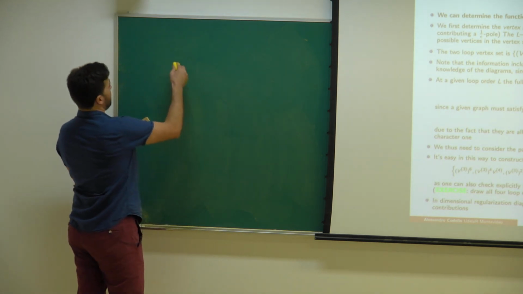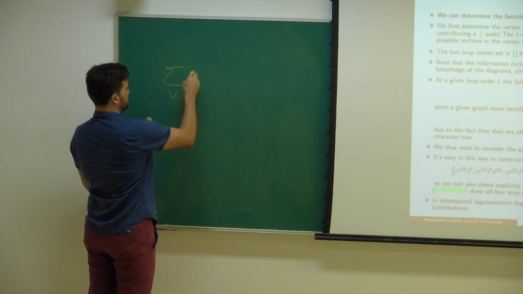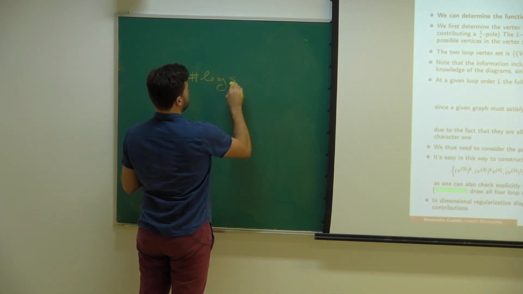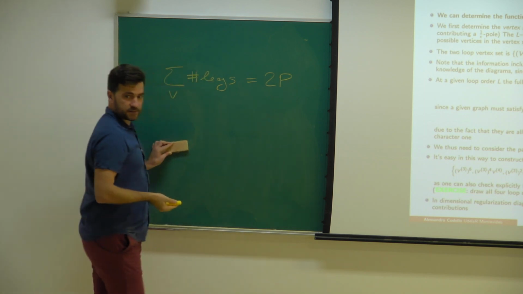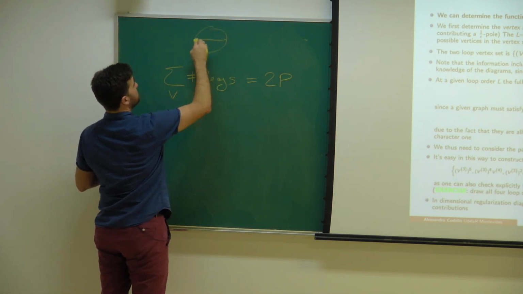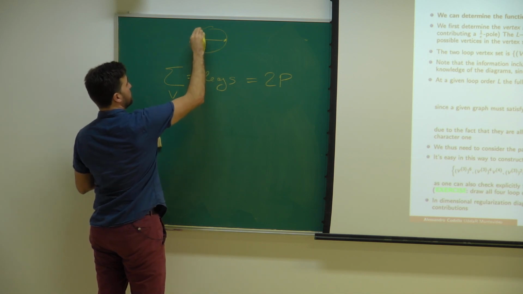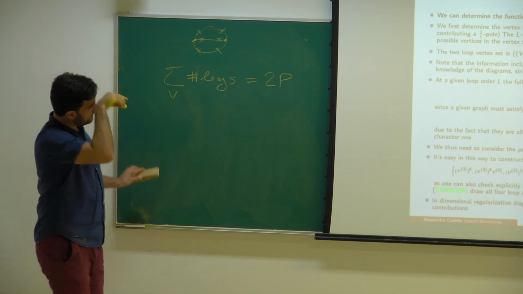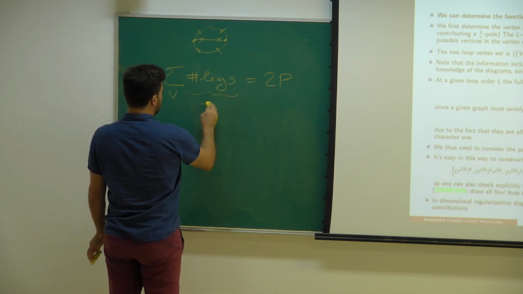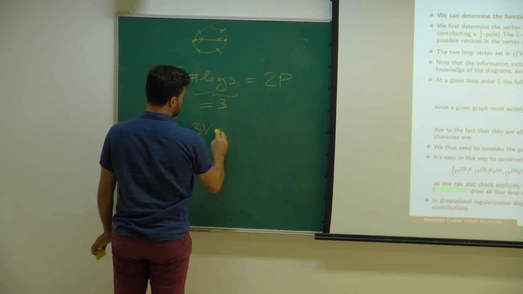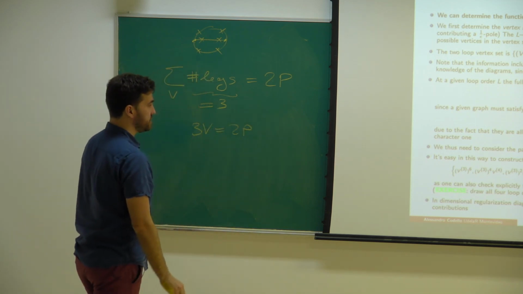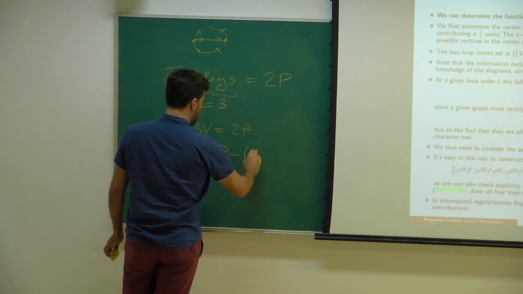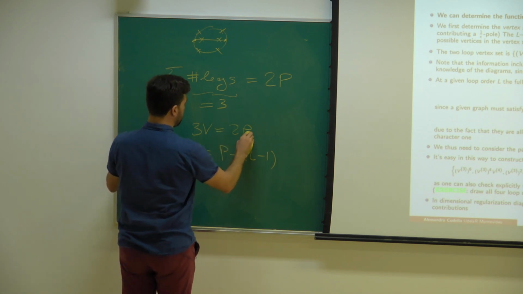I know that if I take a diagram and sum over all the vertices, the number of legs that come out of the diagram has to be equal to 2 times the number of propagators. So I take something like this, with 2 vertices. If I sum, I get 6, which is 2 times p. So if I fix the number of legs equal to 3, I have 3v equal to 2p, and v is equal to p minus L minus 1. This happens for p max.